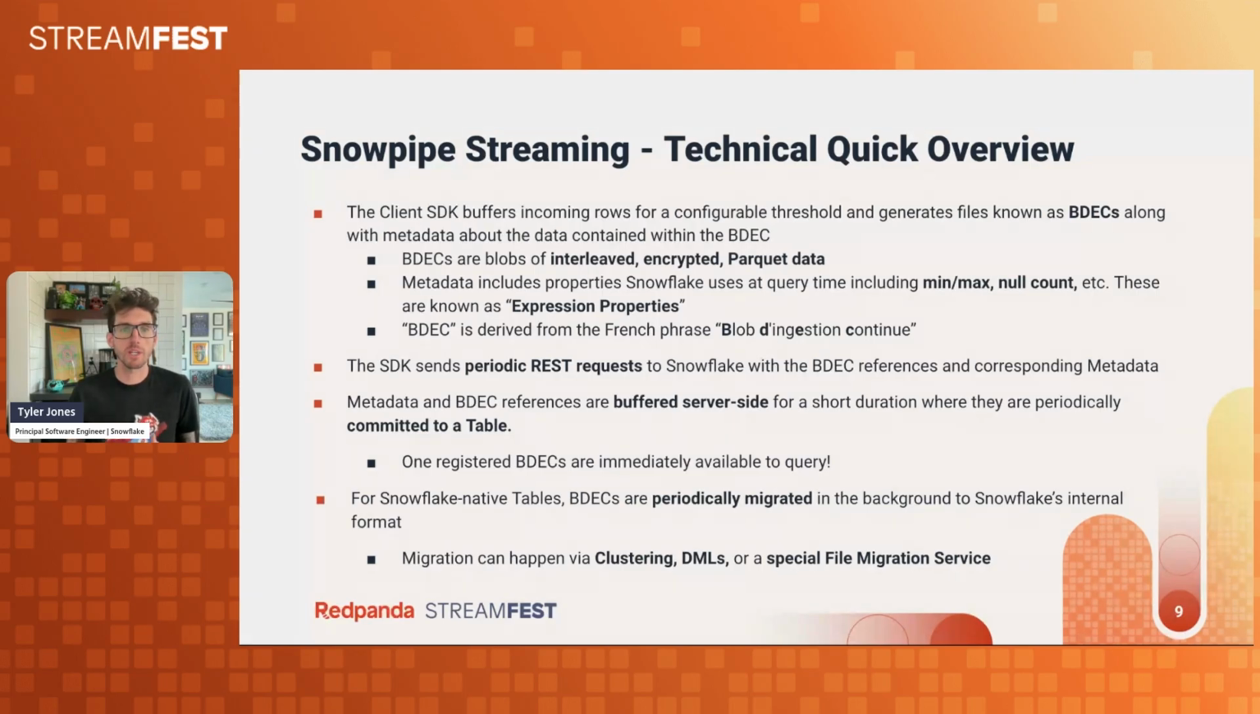Now, for Snowflake native tables in the background, we will periodically migrate from the BDEX format to Snowflake's own internal data format, which is known as FDN. For Iceberg tables, which we also support ingest into, there's no need to migrate, so we're already in Parquet data. But you could certainly have something like clustering, DMLs, or what have you, copy rows from one set of files to another, depending on what you are doing with that table.